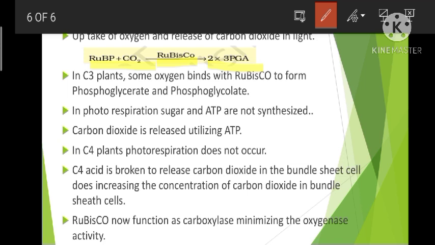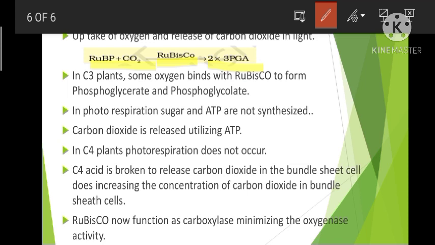What is Rubisco? Rubisco is the most abundant protein present in the biosphere. Rubisco is an enzyme. The full form is ribulose bisphosphate carboxylase oxygenase. And you know that all enzymes have an active site in which the substrate binds, isn't it? Rubisco also has its active site which can bind to both oxygen and carbon dioxide, so it is named ribulose bisphosphate carboxylase oxygenase. This Rubisco has a greater affinity towards carbon dioxide than oxygen when the concentration of oxygen and carbon dioxide is more or less equal.